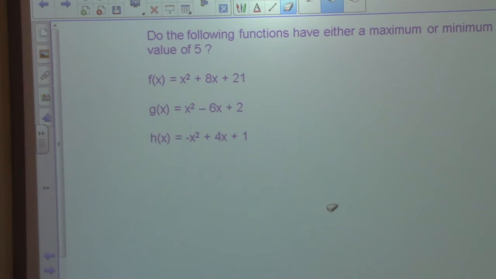Do the following functions have either a maximum or minimum value of 5? So I want you to work on these right here, and we'll talk about those in a couple minutes.